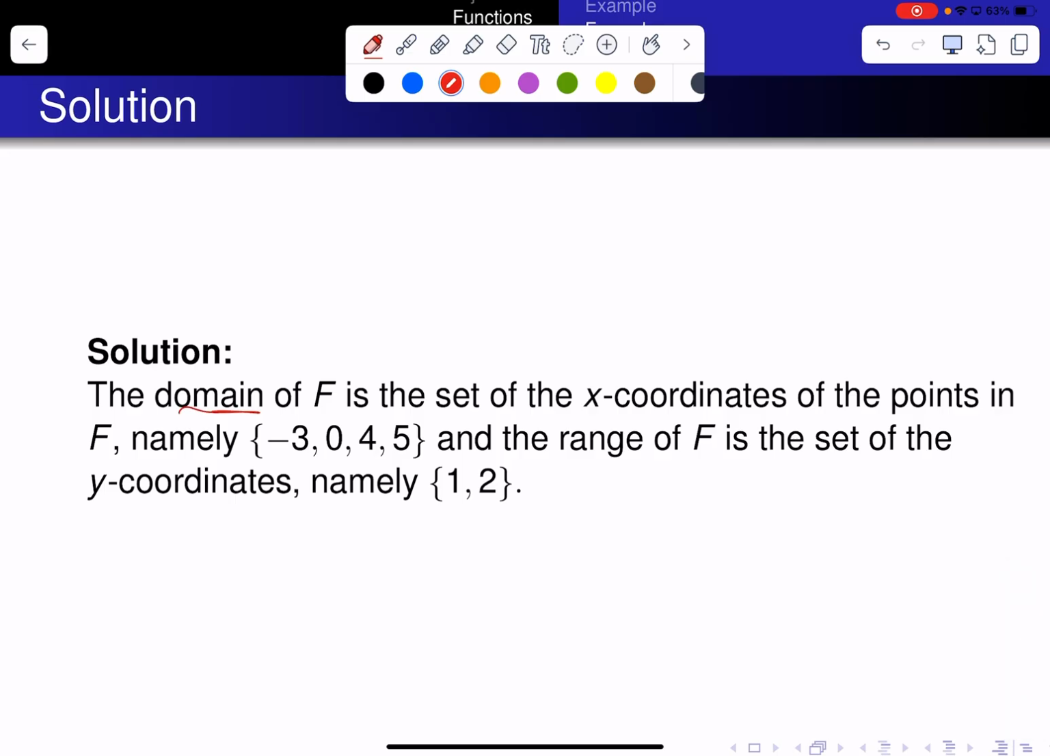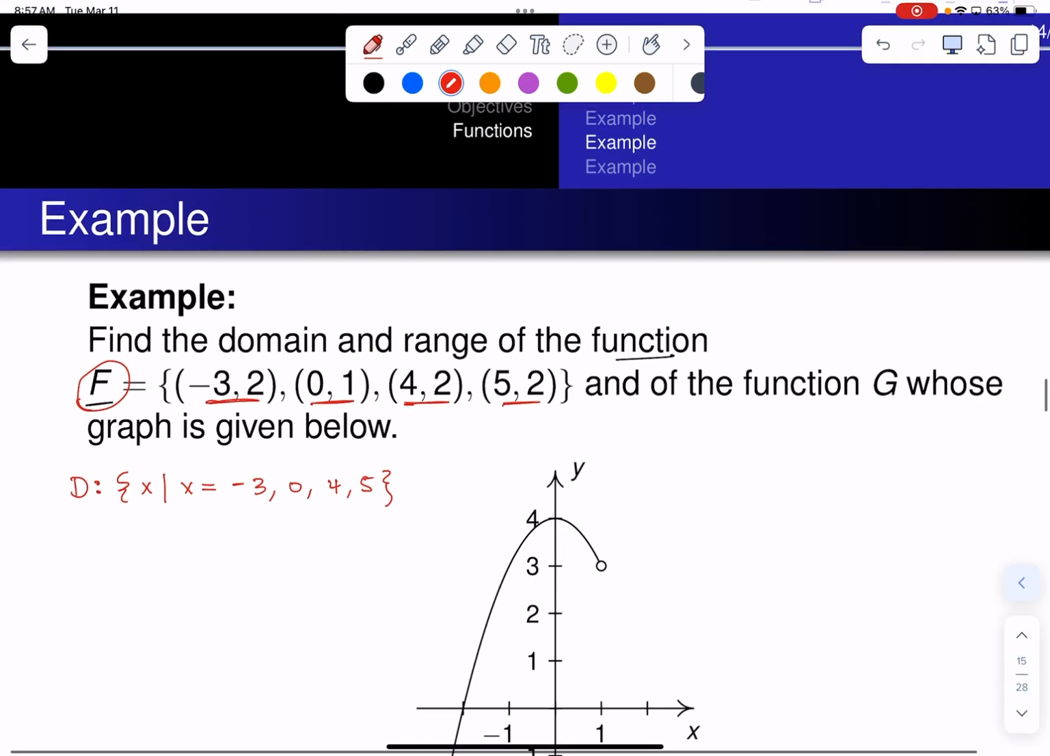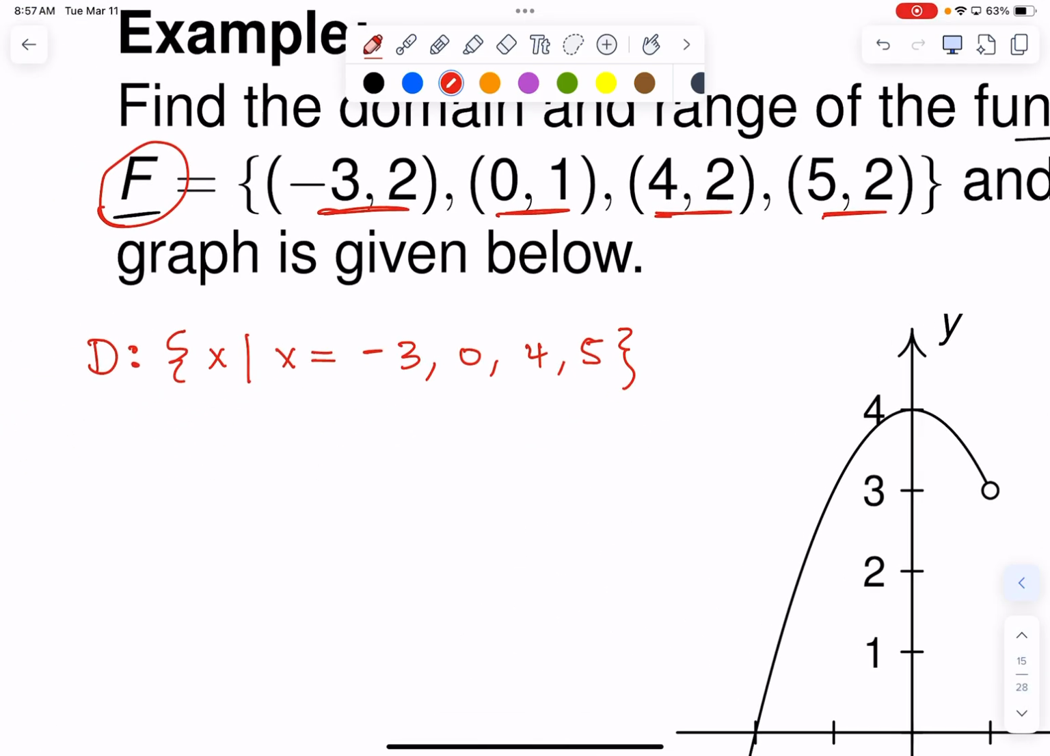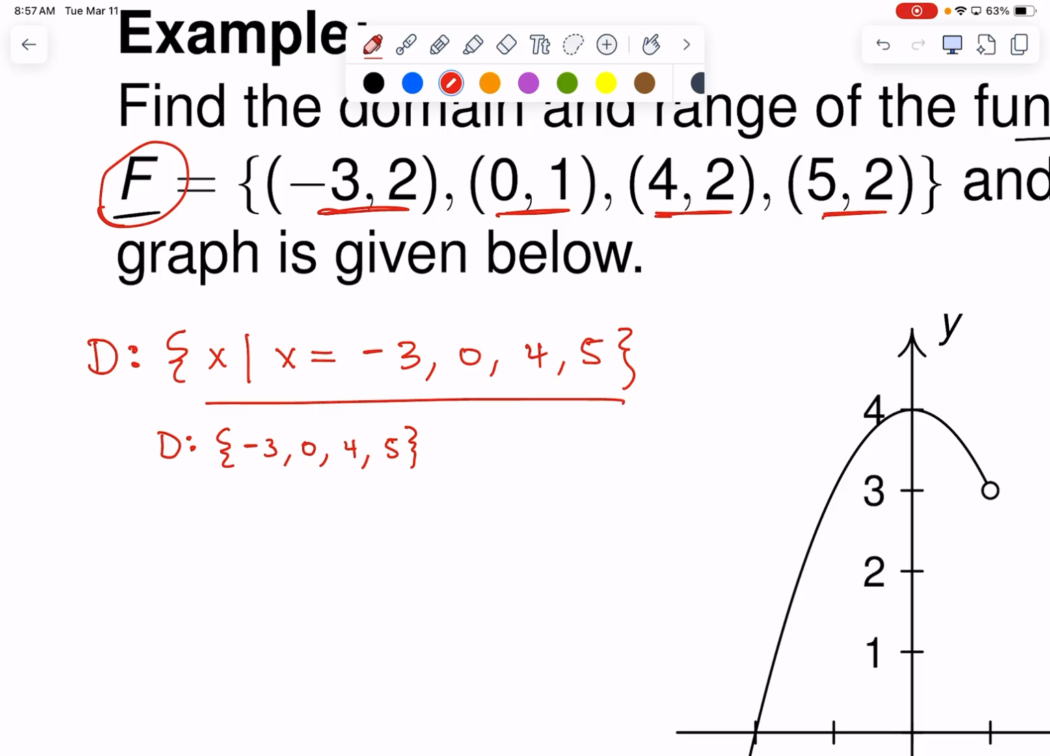The domain of F is a set of X coordinates of the points in F. Namely, you are allowed to write it. If you don't want to write the set builder notation on the homework, on my test, you're allowed to just write it with braces without the set builder notation. You can just write -3, 0, 4, 5. Remember, I told you set builder notation is just the fluff. It's the window dressing. It's the garnish. It just makes it look fancier than what it needs to be. So Keithan is fine just to list it like this.